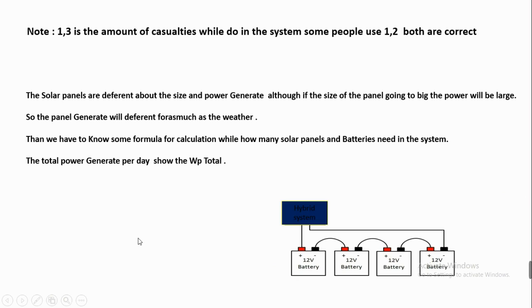Note, 1.3 is the allowance for losses while building the system. Some people use 1.2. Both are correct. Second step, calculate the solar panels.